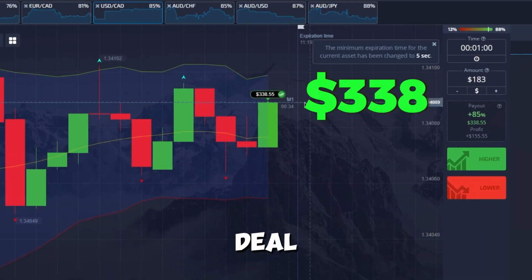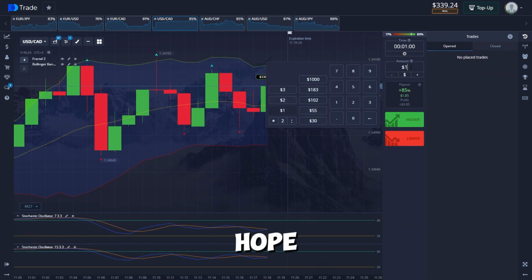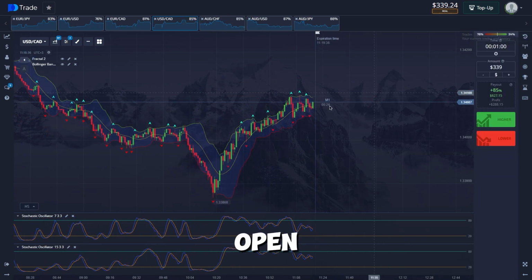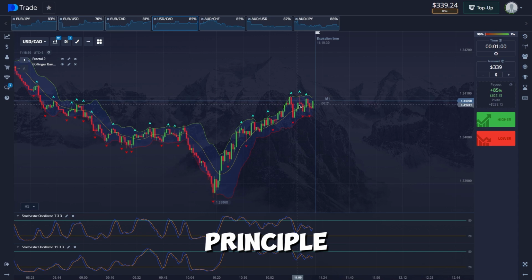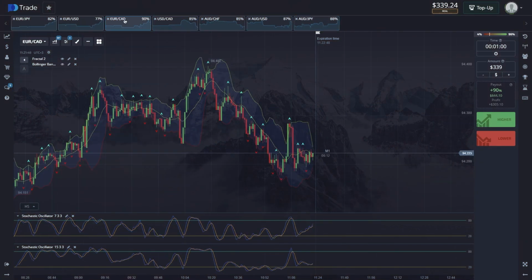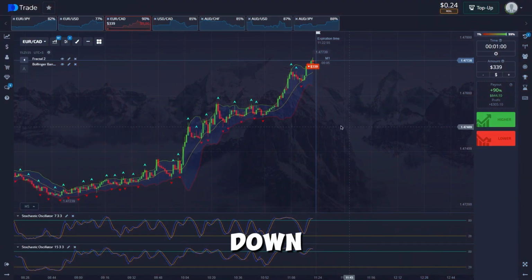Once again, our deal closes in a plus. I hope you understand the principle of working with these signals. Now, let's open a short-term deal on the same principle and select the next currency pair. Let's open a trade down here.